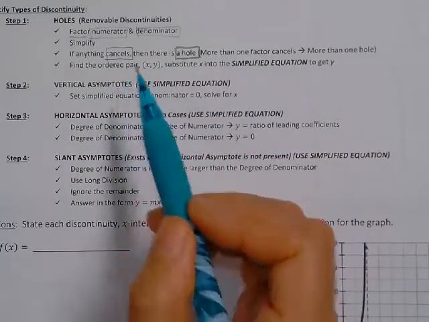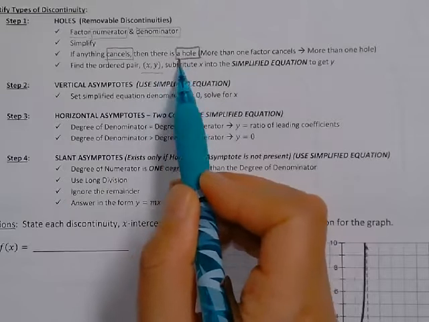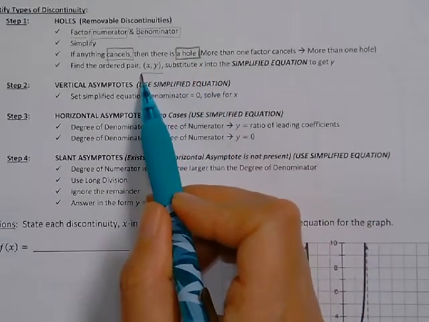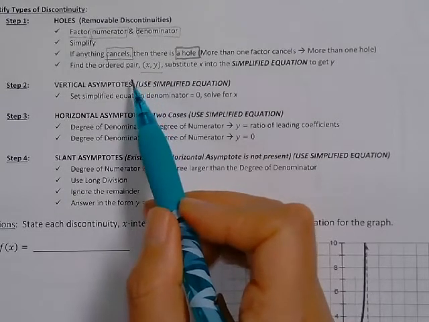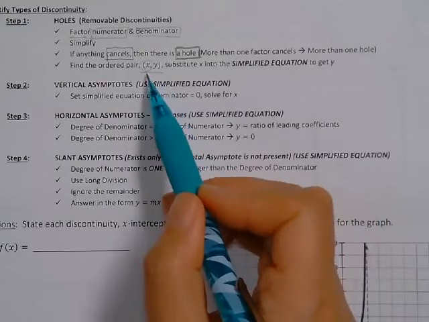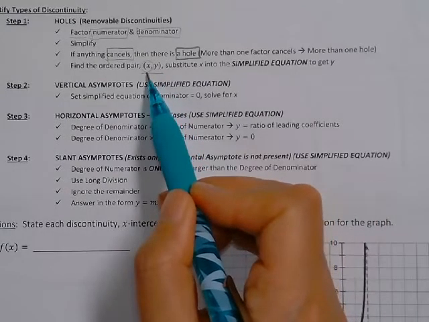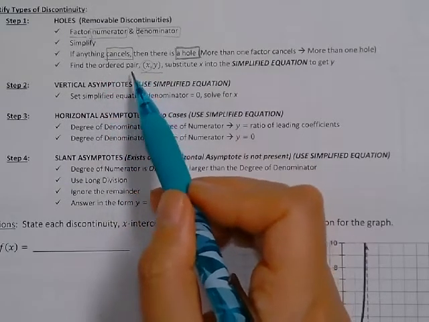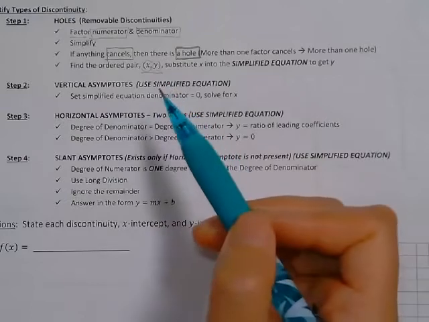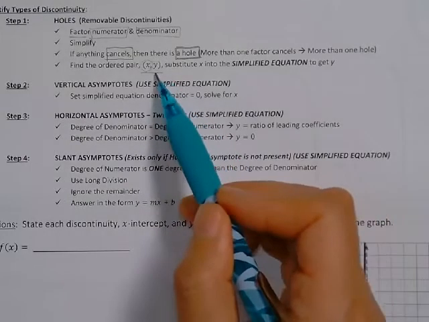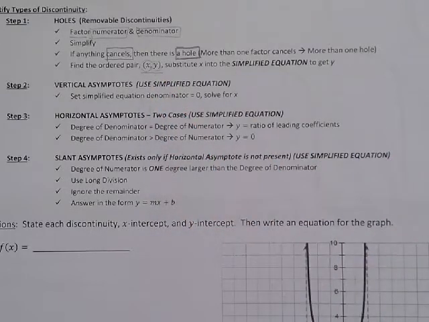The way that you can find the ordered pair of the hole is, you use the canceled common factor to figure out the x-coordinate of the ordered pair. Then with the x-coordinate, you can substitute it back into the simplified equation so that you can calculate the output, which is the y-coordinate of the hole. So that was the first part.